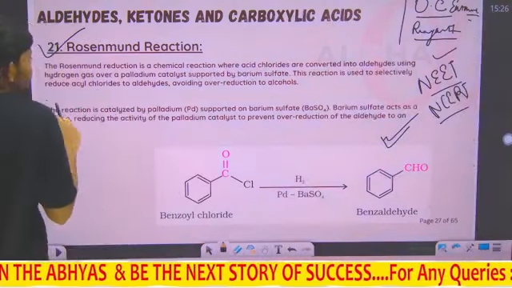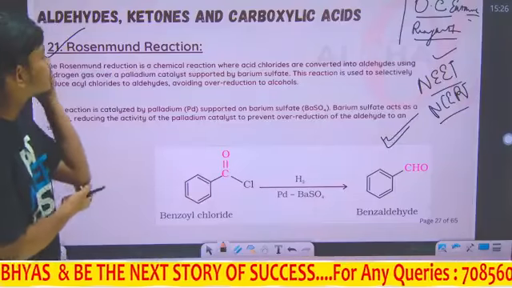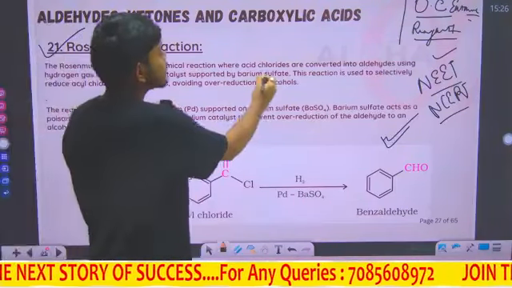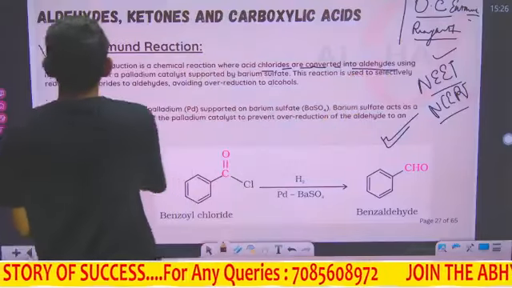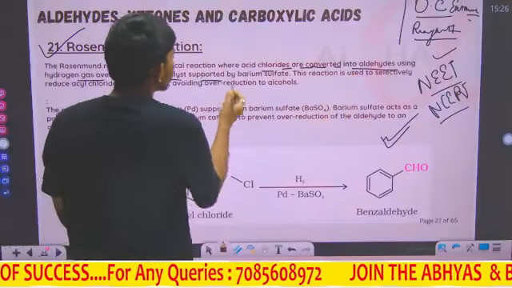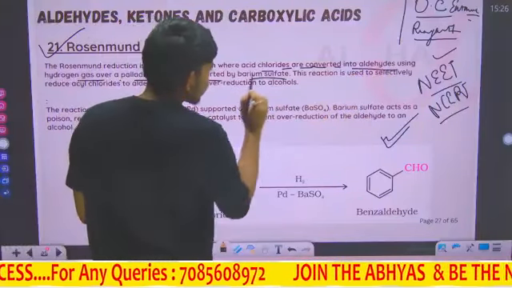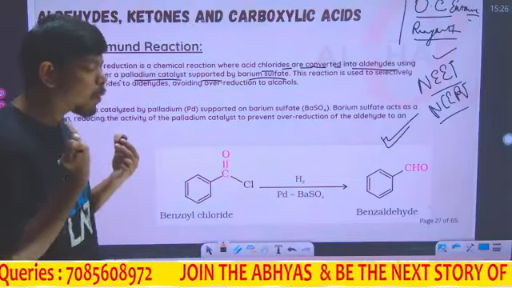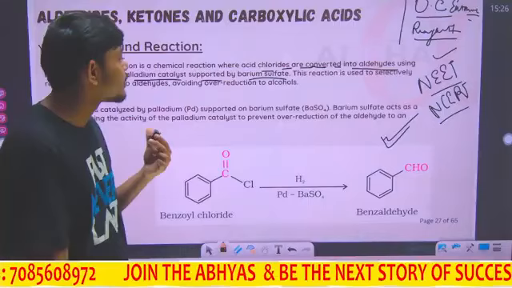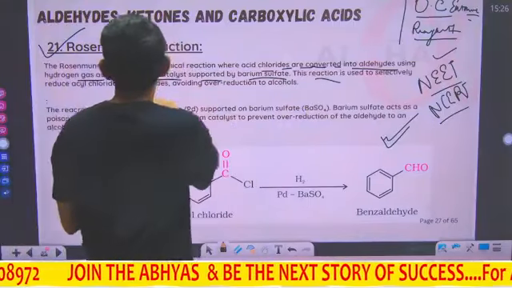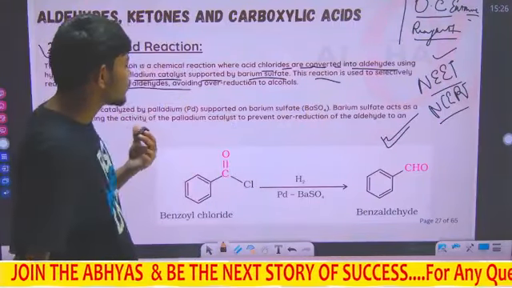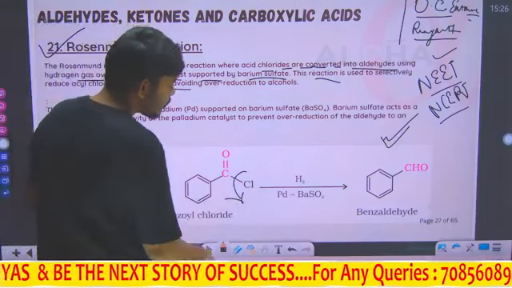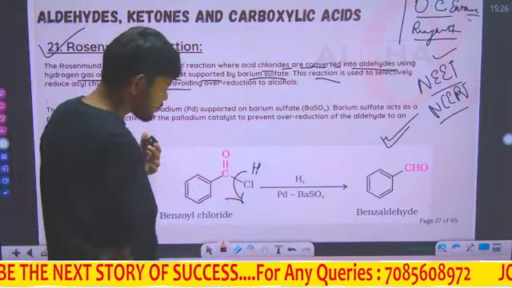We're discussing Rosenmund reduction. It's a reduction reaction. A reduction is nothing but hydrogen will be introduced. Acid chloride is converted to aldehyde using hydrogen gas over a palladium catalyst supported by barium sulfate. So why palladium, why barium sulfate, why hydrogen? Let me discuss. This reaction selectively reduces acyl chloride to aldehyde. So selectively means HCl will get out, hydrogen will be introduced.